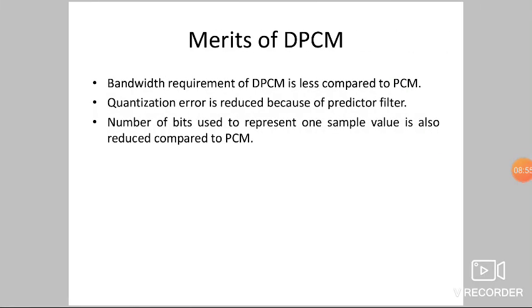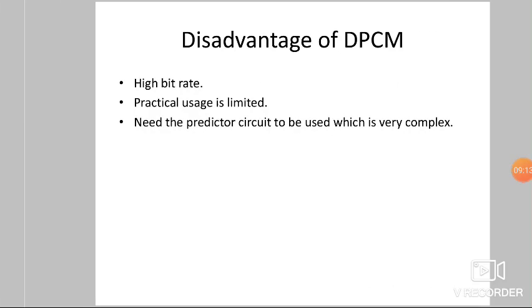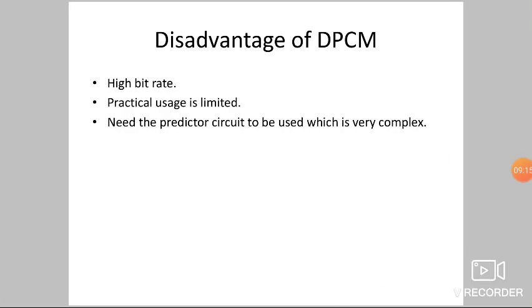Now the merits of DPCM. Bandwidth requirement of DPCM is less compared to PCM. Quantization error is reduced because of the predictor filter. Number of bits used to represent one sample value is also reduced compared to PCM. Now the disadvantage of DPCM is high bit rate. Practical usage is limited. It needs the predictor circuit to be used, which is very complex.